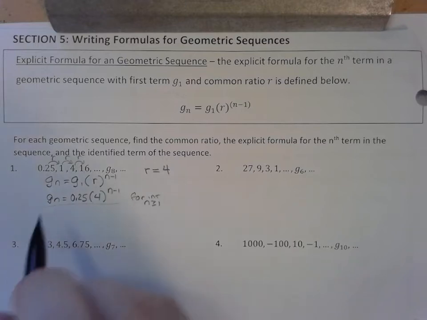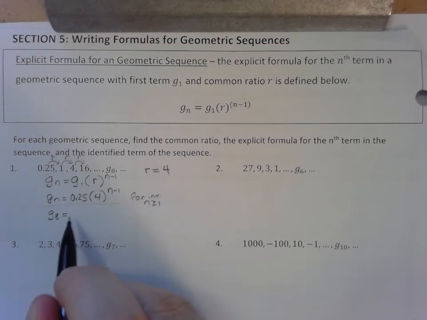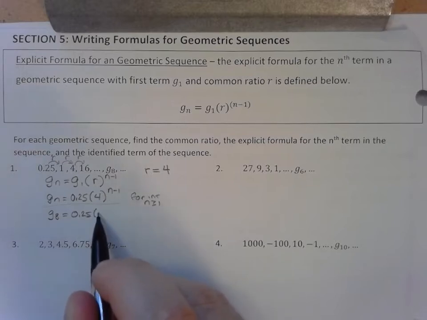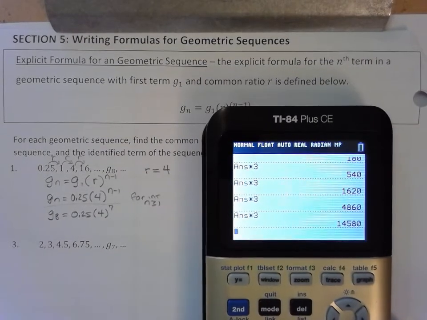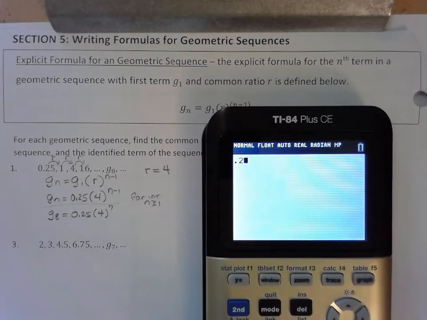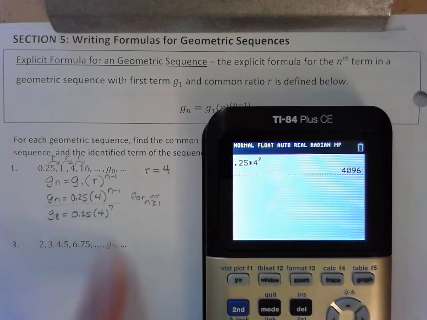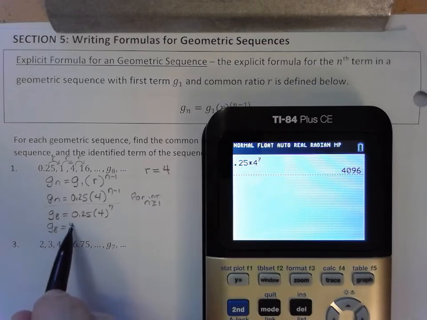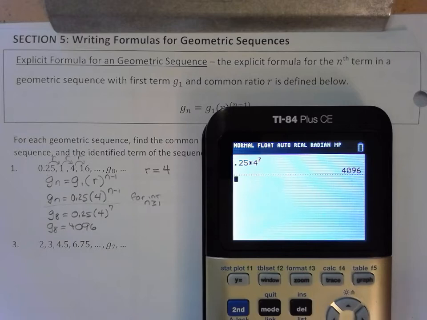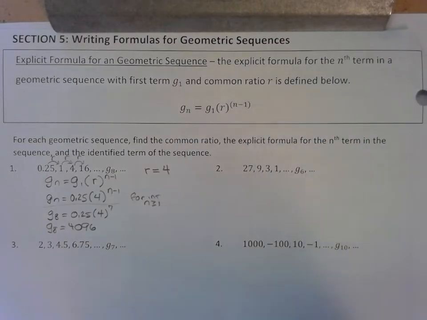Specifically, if we wanted to find the 8th term, g sub 8 equals the value of our first term times our ratio to the 8 minus 1. So if I plug an 8 here, I would raise it to the 7th. I'm going to take out the calculator that I had out in the previous section. I'm going to clear it, type 0.25, multiply it by the ratio to the 7th power, because I did simplify my exponent before I plugged it in. It gets an answer of 4,096. So g sub 8, the value of our 8th term in our geometric sequence, is 4,096.